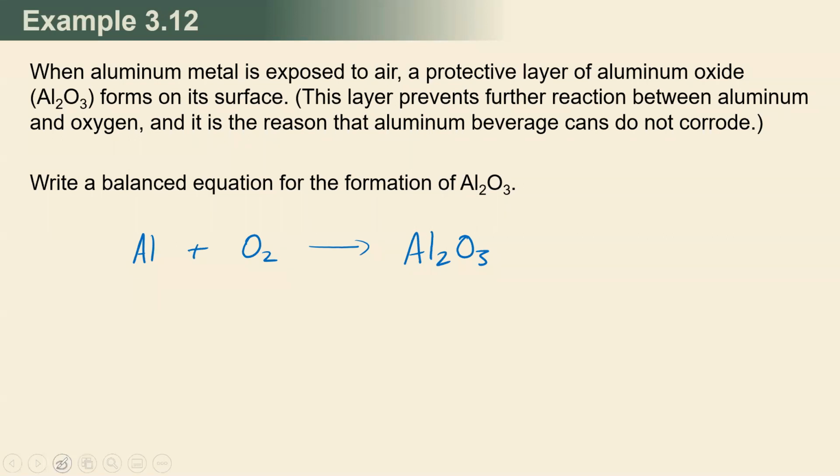All right, Taylor, what's our coefficient for aluminum? 4. You end up needing 4. That's absolutely right. All right, Michael, with 4 aluminums, how many oxygens? Would it be? No, that's not it. Okay, how about this?